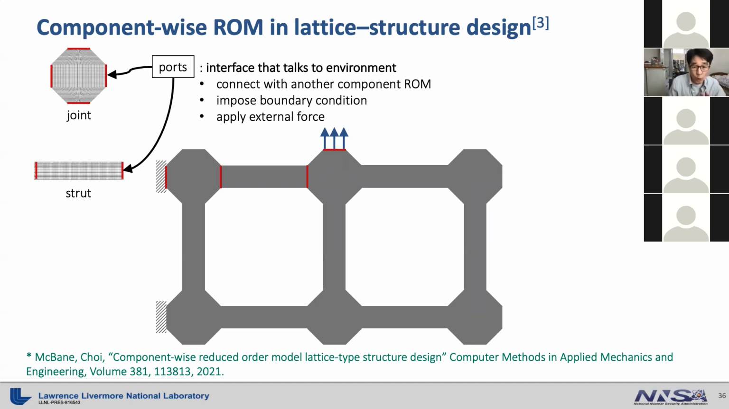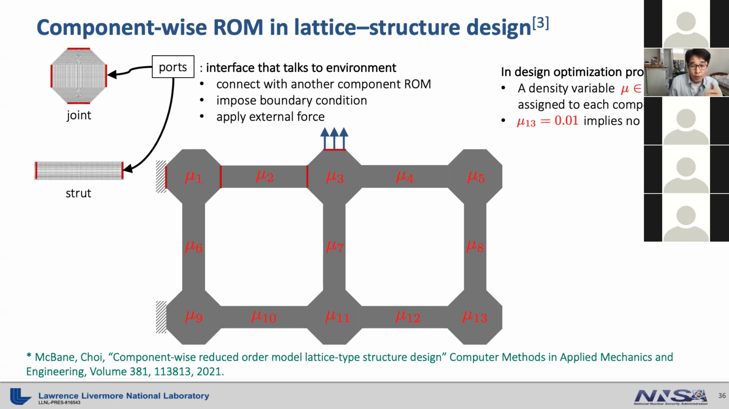Then in design optimization, we assign a density variable to each component, which varies from 0 to 1. Usually we avoid 0 to ensure well-posedness, so we set our lower bound to be 0.01. A small density variable implies putting no material there, and a density of 1 means you put the material there.